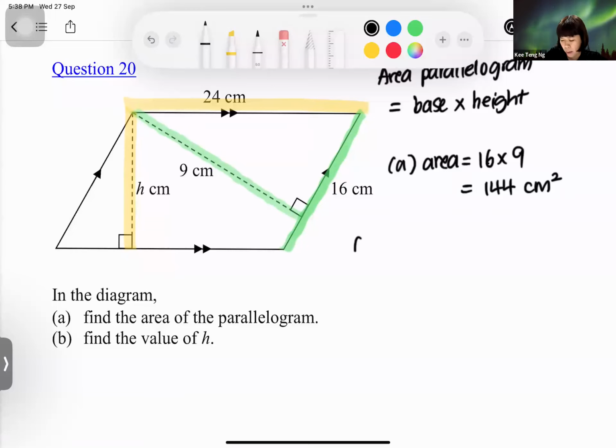Okay. Then now part B, I want to find the value of the height, H. How to find? I take area equals to base times height.